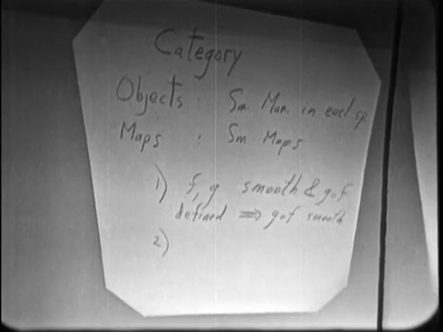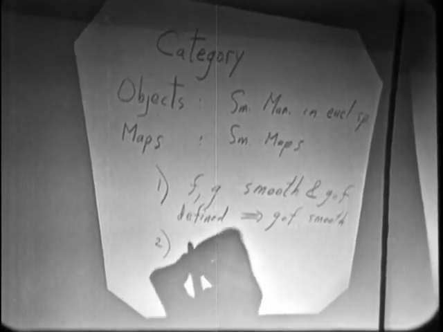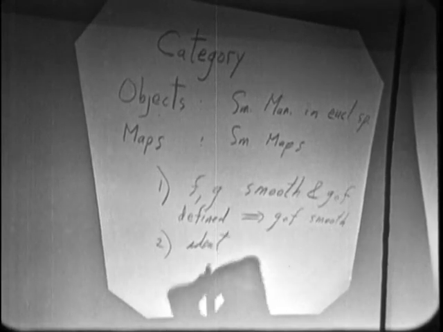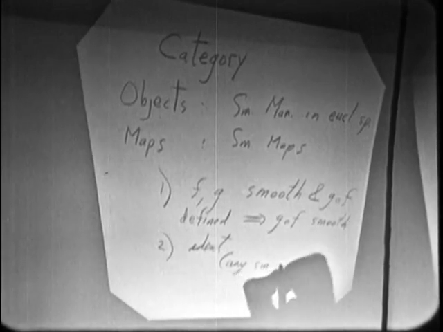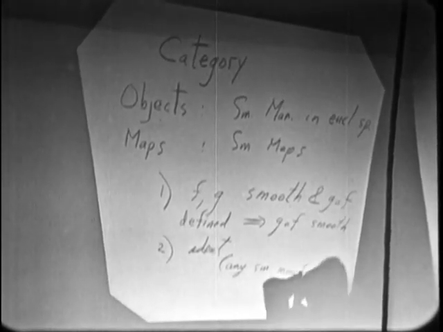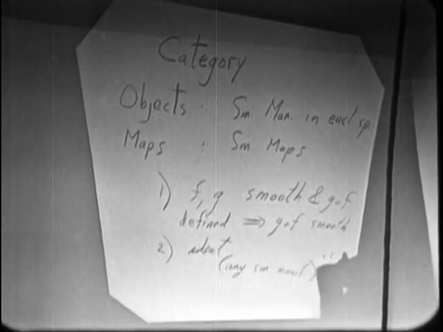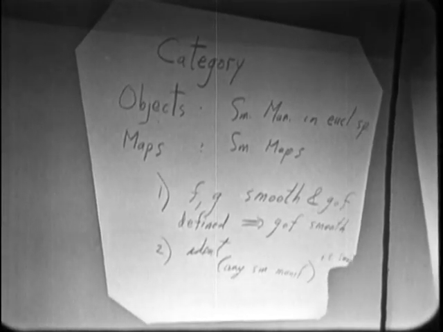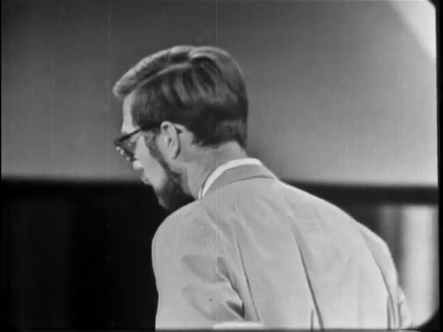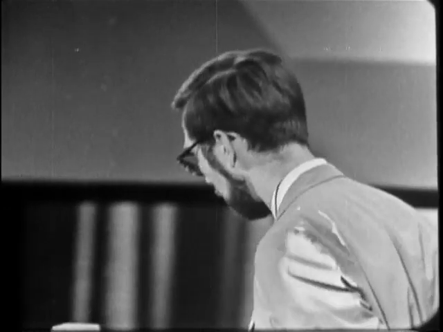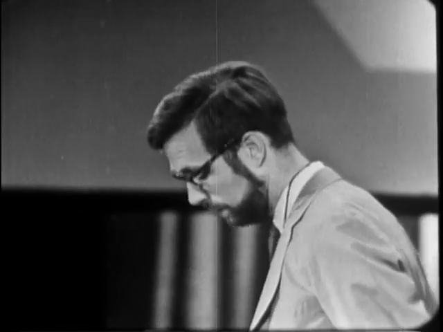And the second property is that the identity map of any smooth manifold is smooth. Identity maps are always smooth. And more generally, any collection of objects and mappings satisfying these two conditions is called a category. And in any category, there's a corresponding notion of isomorphism. Here, the concept of diffeomorphism.